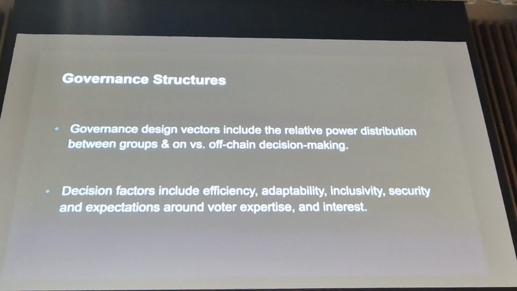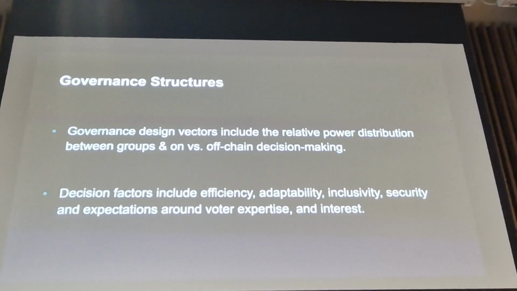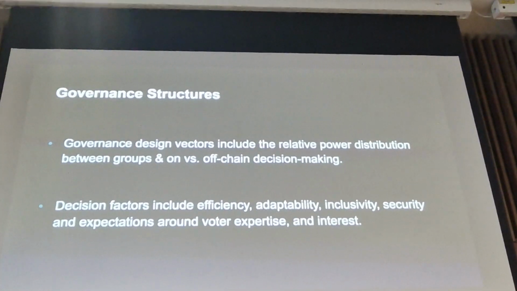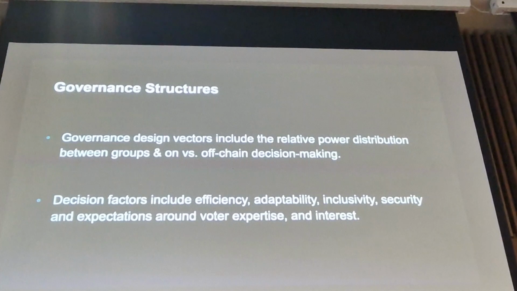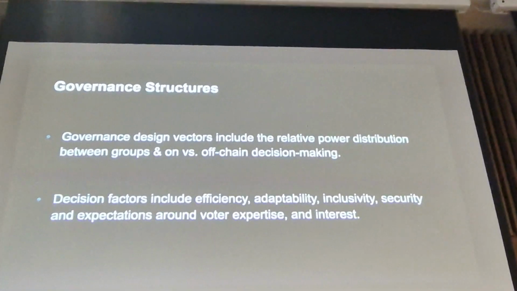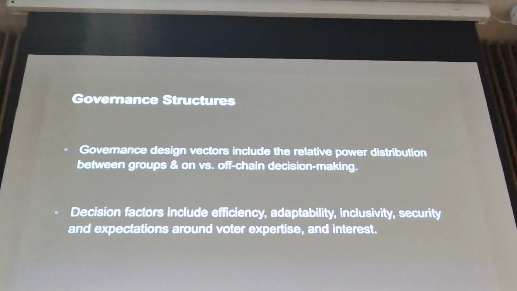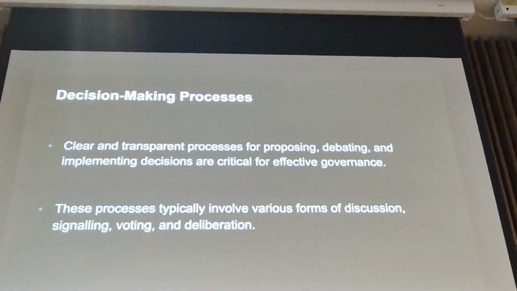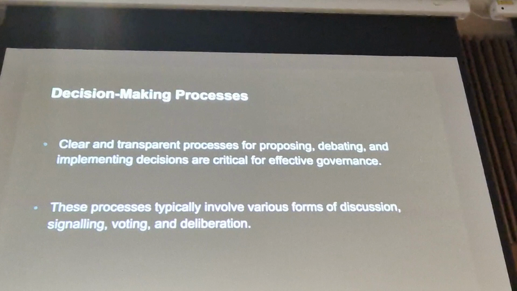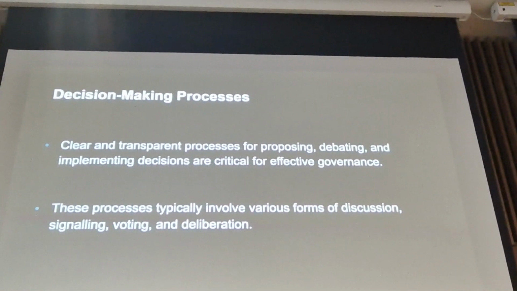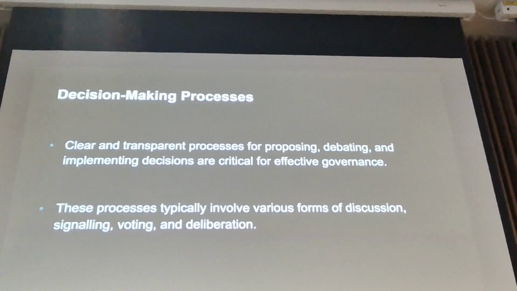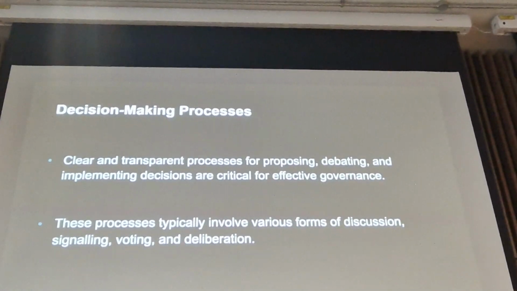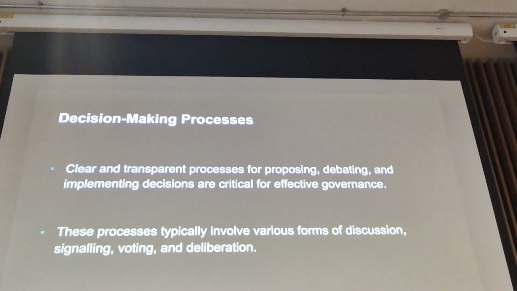Governance design vectors and decisions can include a variety of things that relate to power distribution between both on- and off-chain groups, and the factors that come into governance design include efficiency, adaptability, inclusivity, security, and also expectations around voter expertise as well as voter interest. These are all factors that come into play when designing a governance system. Some general guardrails and principles for when designing a governance system: you're going to want to look for clear and transparent processes for proposing, debating, and implementing decisions. These processes are typically going to involve some kind of debate, discussion, as well as signaling, voting, and deliberation, whether that's on-chain or off-chain.